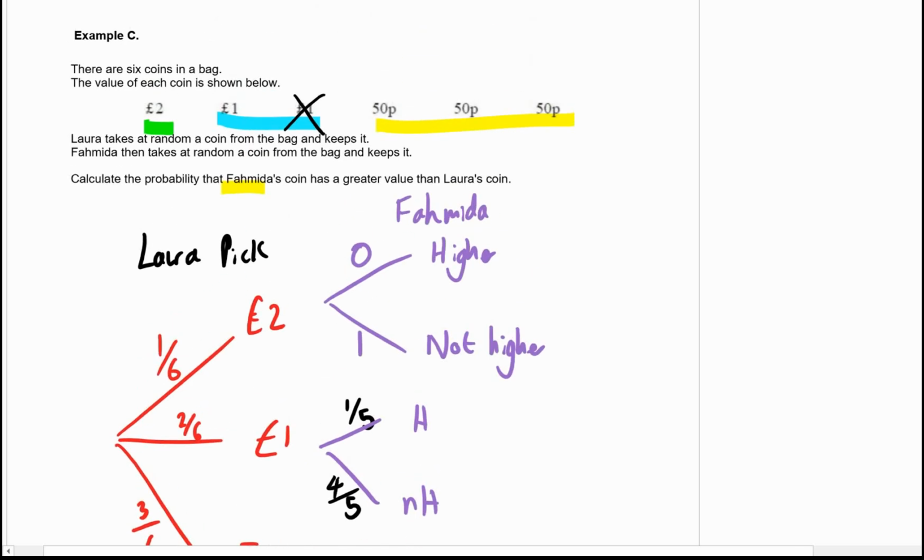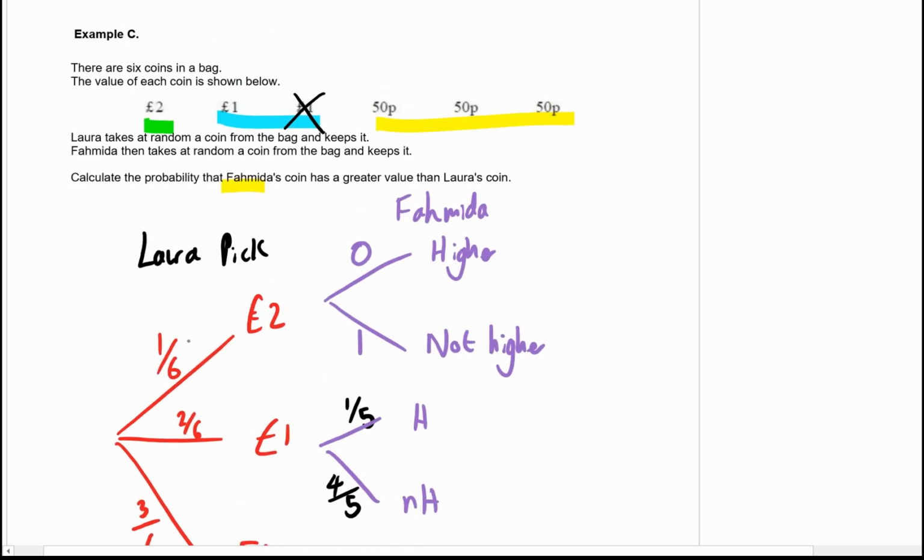So just to pause there, these probabilities have changed numbers, and the reason is because Laura kept her coin. Because she's kept that coin, it's now gone, which means there are now fewer coins left in the bag. It's really important that you read the question, because occasionally it will say she replaces it, in which case these probabilities will stay the same.